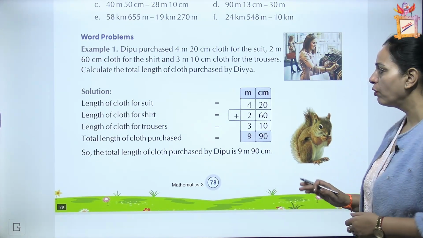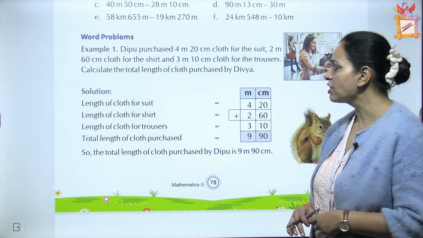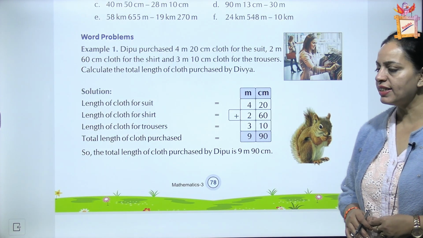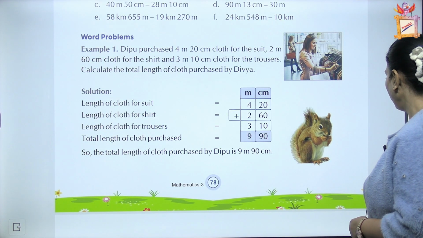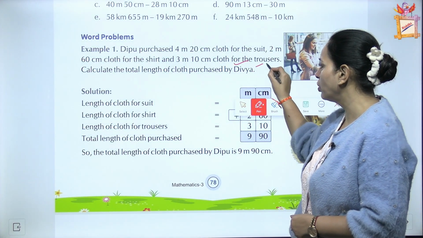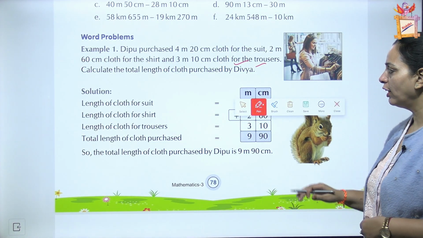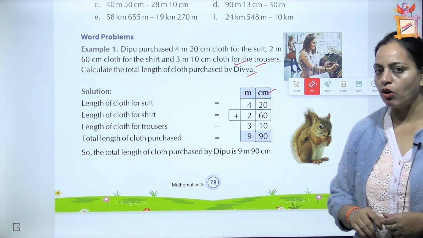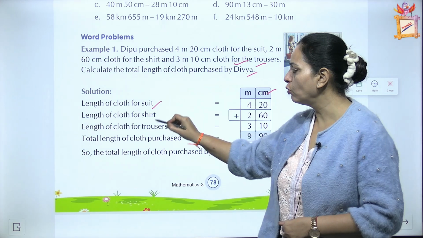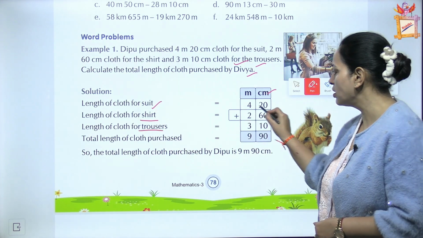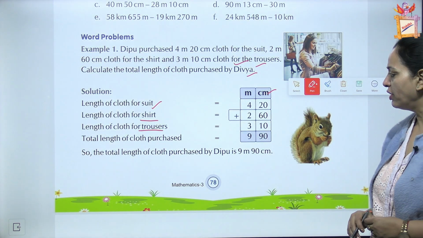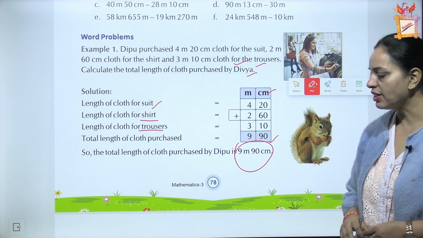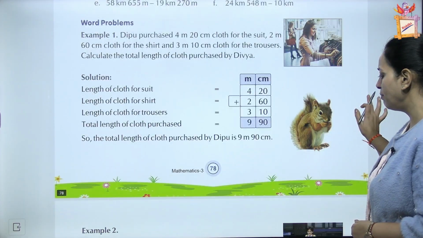Now we are talking about word problems. Deepu purchased 4 meter 20 centimeter cloth for the suit, 2 meter 60 centimeter cloth for the shirt, and 3 meter 10 centimeter cloth for the trousers. So calculate the total length of the cloth purchased by Deepu. So we will make meter and centimeter columns. Length of the cloth for suit, for shirt, for trousers. Write the numbers according to meter and centimeter. Now add all. Answer is 9 meter 90 centimeter.